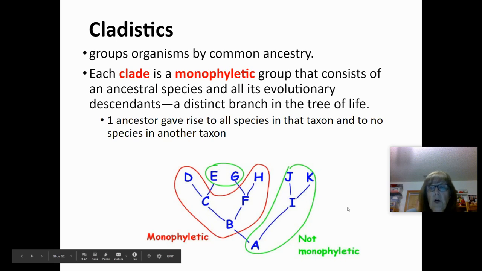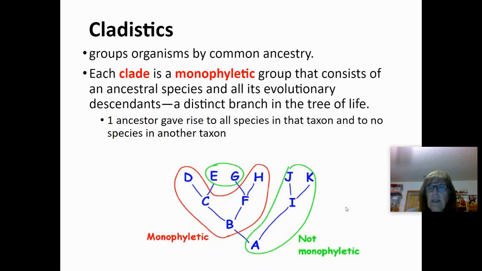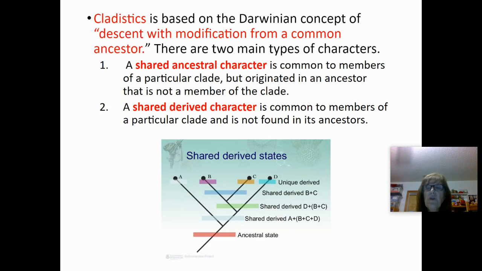We're not going to worry about monophyletic or polyphyletic at this point in time. It's beyond the scope of what we're studying. So cladistics is based on the Darwinian concept of descent with modification from a common ancestor.